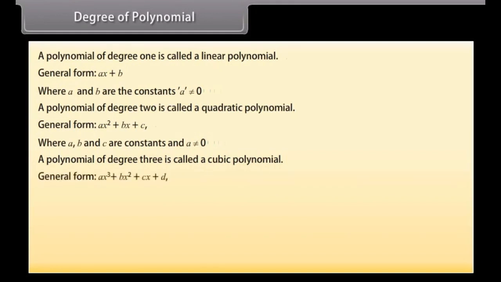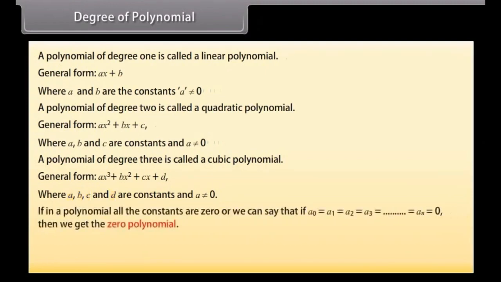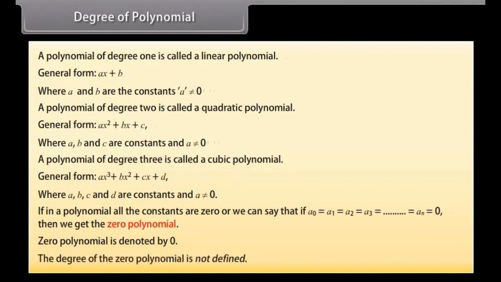Its general form is ax raised to the power 3 plus bx raised to the power 2 plus cx plus d, where a, b, c and d are constants and a is not equal to 0. If in a polynomial all the constants are 0, or we can say that if a0 is equal to a1 is equal to a2 is equal to a3 is equal to so on is equal to an is equal to 0, then we get the zero polynomial. Zero polynomial is denoted by 0. The degree of the zero polynomial is not defined.